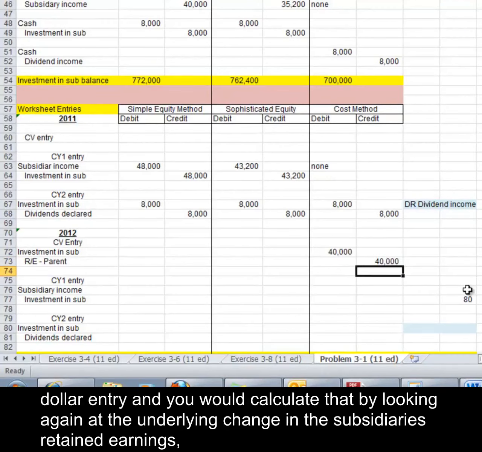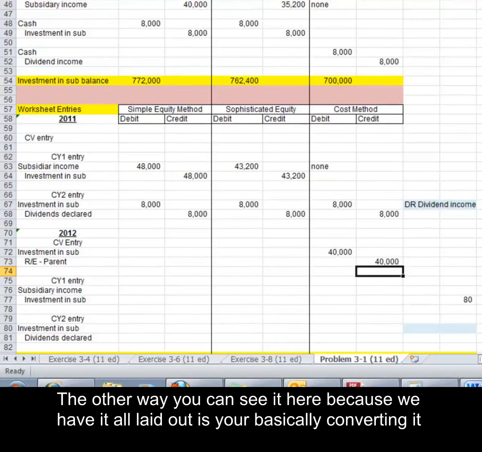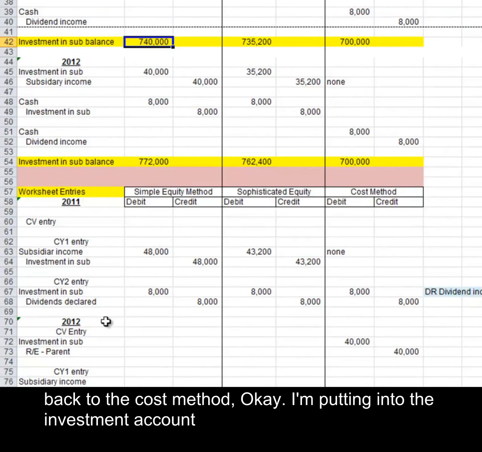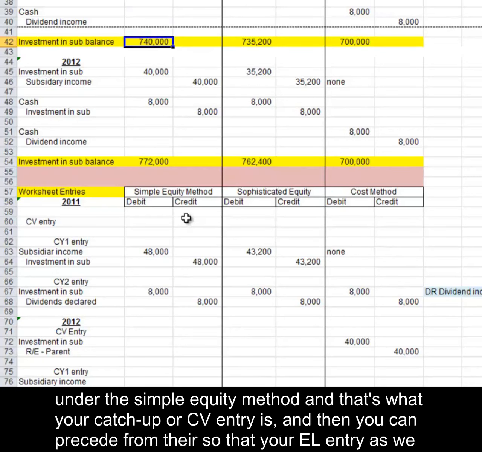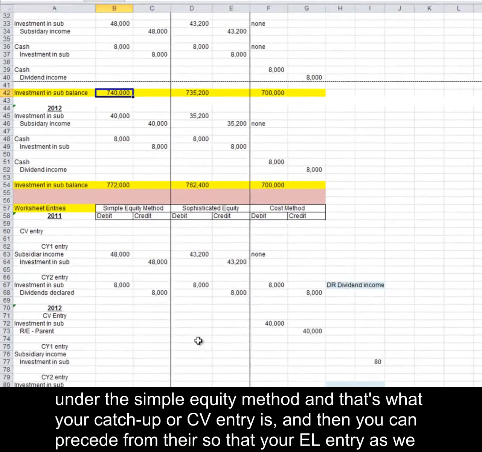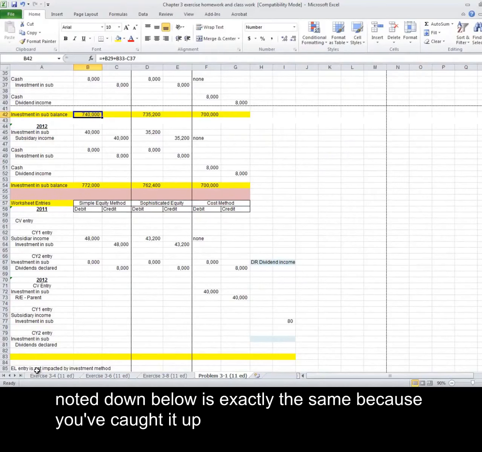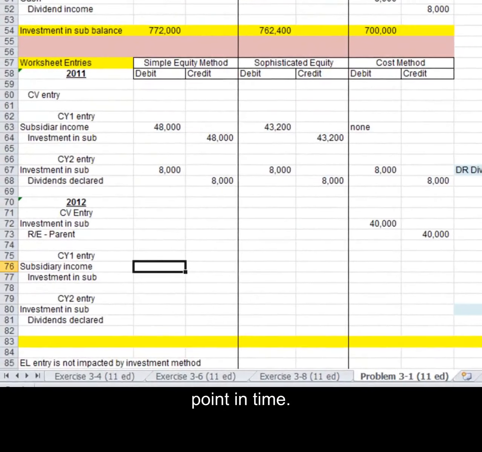And you would calculate that by looking again at the underlying change in the subsidiary's retained earnings and taking your ownership, in this case 80%. The other way you can see it here, because we have it all laid out, is you're basically converting it back to the cost method. Okay, I'm putting into the investment account the $40,000 that I would have done under the simple equity method. And that's what your catch-up or CV entry is. And then you can proceed from there so that your EL entry, as we noted down below, is exactly the same because you've caught the investment account up to the exact same point in time.